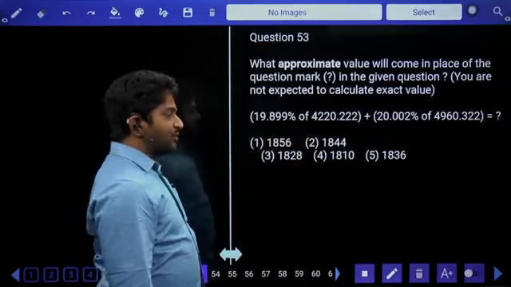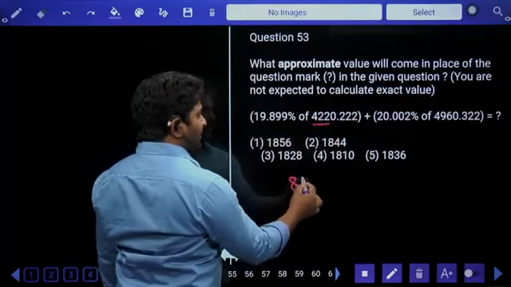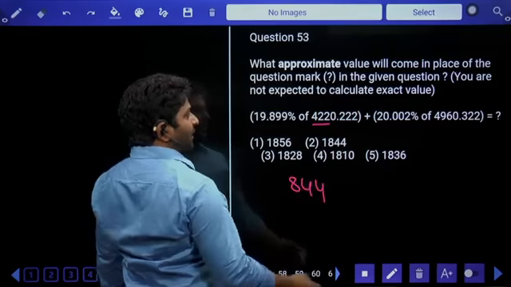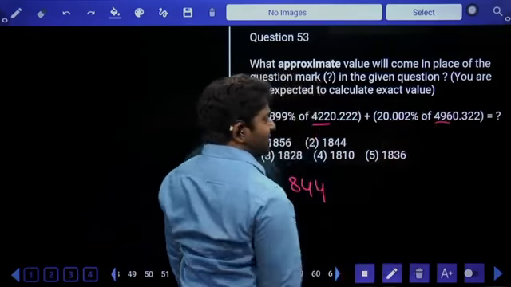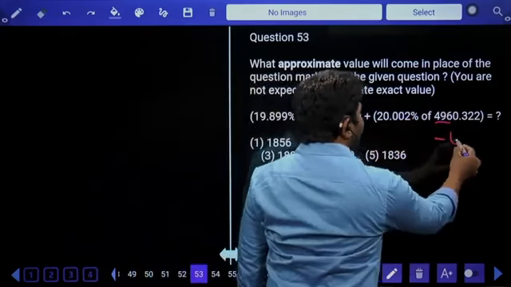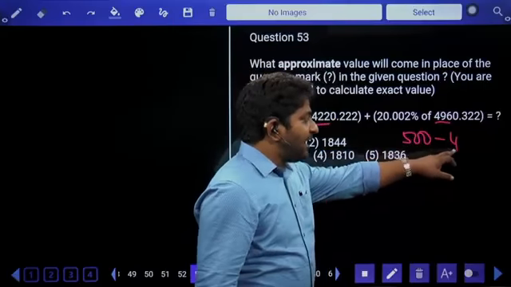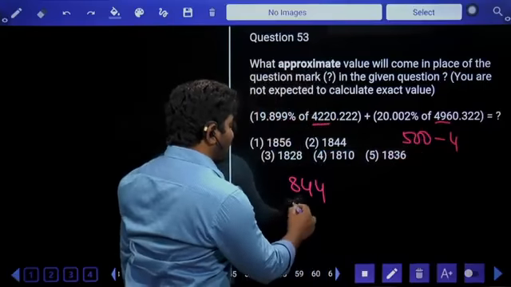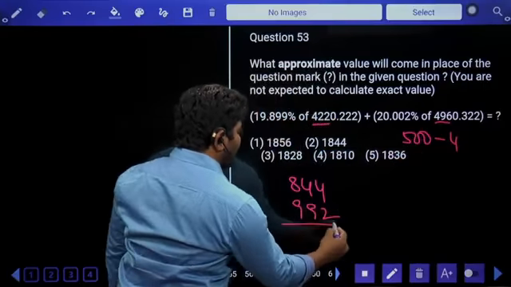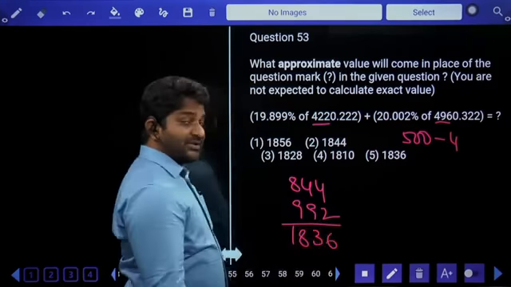20% of 4220, 10 percentage is 422, 20 percentage is 844. Now 10 percentage is 496, exactly double. I can take this number as 4 less than 500. 20 percentage is 8 less than 1000, that is equal to 992. So the entire value is equal to 1836, which is our fifth option.